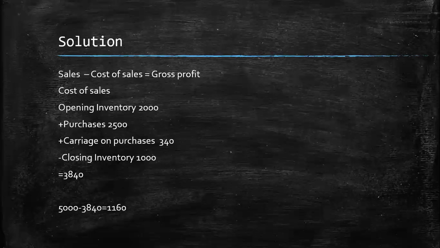Okay. Now, check in this example. The closing inventory was calculated. It was 1,000. How much is the cost of sales? 3,840. Look at the profit, it's 1,160. Look at the cost of sales, it's 3,840.